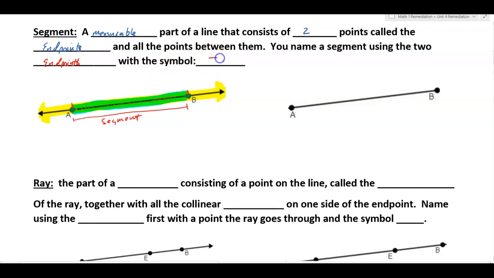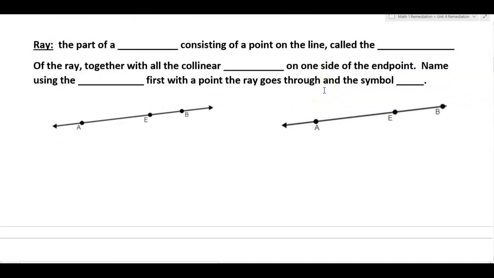Now we name a segment using the two endpoints, with the segment symbol above. Because it starts and stops, we don't put arrows on the ends. So if I wanted to name this segment here, I can name it AB with the segment bar above it, or I can name it BA. Either way.